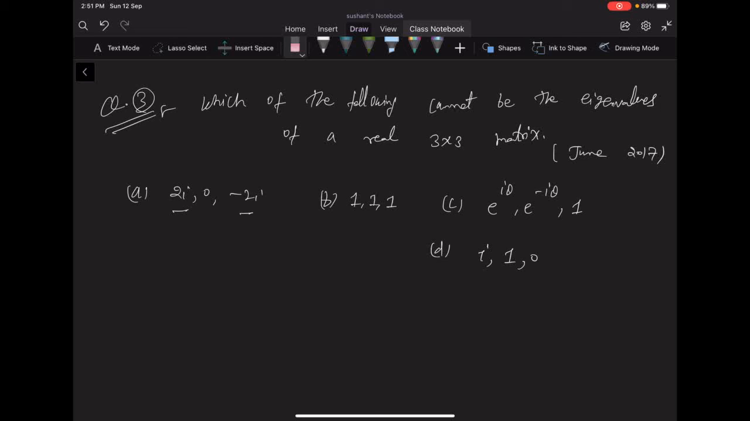But in option D, i is present, but its complex conjugate minus i is not present. So option D is the correct option, as i, 1, 0 cannot be the eigenvalues of a real 3 cross 3 matrix.